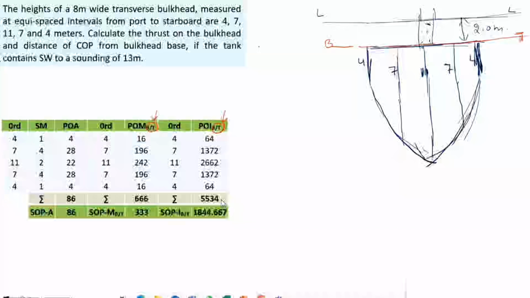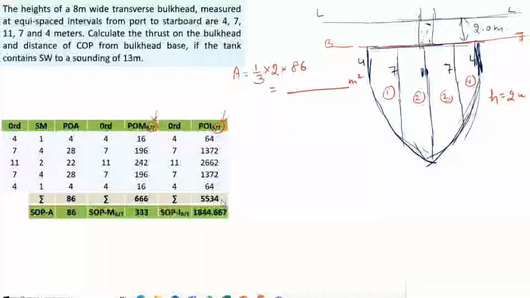Okay. I will calculate the area of the bulkhead first because I need the area and dBT. I have used rule 1, coefficient 1 by 3. Guys, look at the question. Tell me what is the value of H? 2 meters. 1 space, 2 spacing, 3 interval, 4 intervals, 8 by 4, that is 2 meters. So area is 1 by 3 into 2 into 86. How many square meters is the area, guys? 57.33.